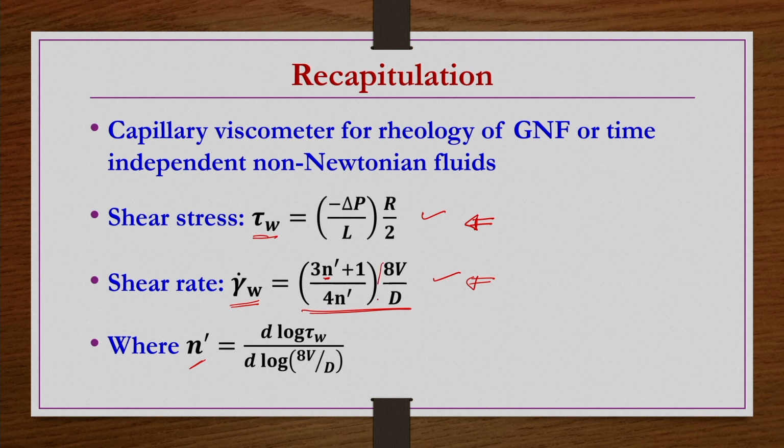Remember, all this analysis we have done for time independent non-Newtonian fluids only. Okay. And we have also seen that 8 v by d is the nominal shear rate or apparent shear rate, which is the true shear rate for Newtonian fluids, but not for time independent non-Newtonian fluids. For those fluids, 8 v by d is an apparent or nominal shear rate, and if you multiply 8 v by d by the correction factor (3 n prime plus 1) by (4 n prime), then you get the true shear rate. This is what we have seen.